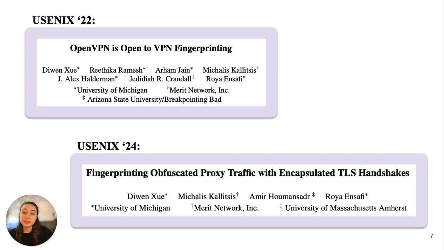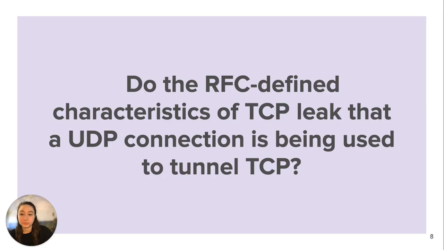And on top of that, more recent work found a protocol-agnostic way to fingerprint obfuscated proxy traffic using encapsulated TLS handshakes. And encapsulated TLS handshakes refer to TLS handshakes that occur within an encrypted cover protocol. And in our work, we're expanding on this idea of detecting encapsulated features to distinguish VPN from non-VPN traffic. But instead of looking at encapsulated TLS handshakes, we look at encapsulated TCP features in general. Specifically, our work explores whether the RFC-defined characteristics of TCP leak that a UDP connection is being used to tunnel TCP traffic.